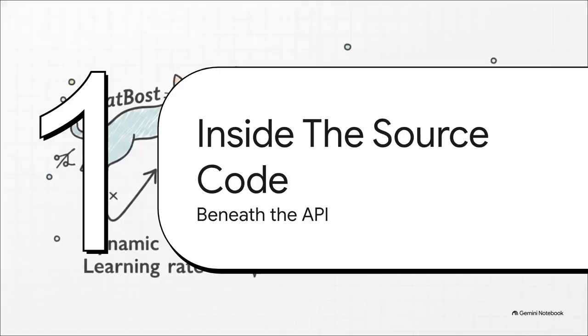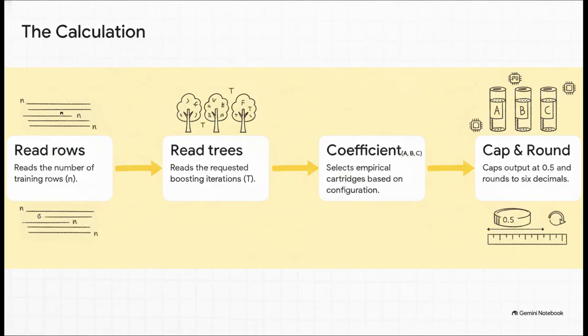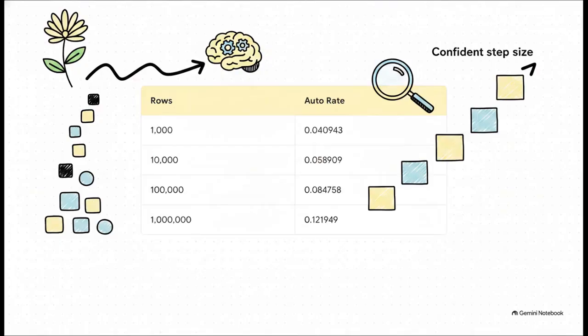Section 3. Inside the source code. Let's actually descend straight into CatBoost's C++ source code to uncover the machinery and see exactly how it calculates this number. No magic, no black boxes. The formula is actually delightfully practical. First, it grabs n, that's your number of training rows. Second, it reads t, which is your requested boosting iterations or your tree budget. Third, it selects these empirical coefficient cartridges, let's just call them A, B, and C, based on your specific configuration. Like, are you running on a CPU or a GPU? Finally, it crunches the math, caps the absolute maximum possible output at exactly 0.5, and rounds it all cleanly to 6 decimal places.